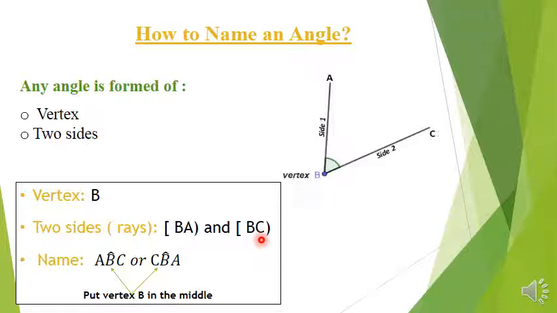Now, how to name an angle? We have two ways. The first way is ABC, or the second way, which is CBA. In both cases, we put the vertex B in the middle and we put a cap above the vertex. So to name an angle, we put the vertex in the middle and we put a cap. This symbol indicates that we are talking about an angle.